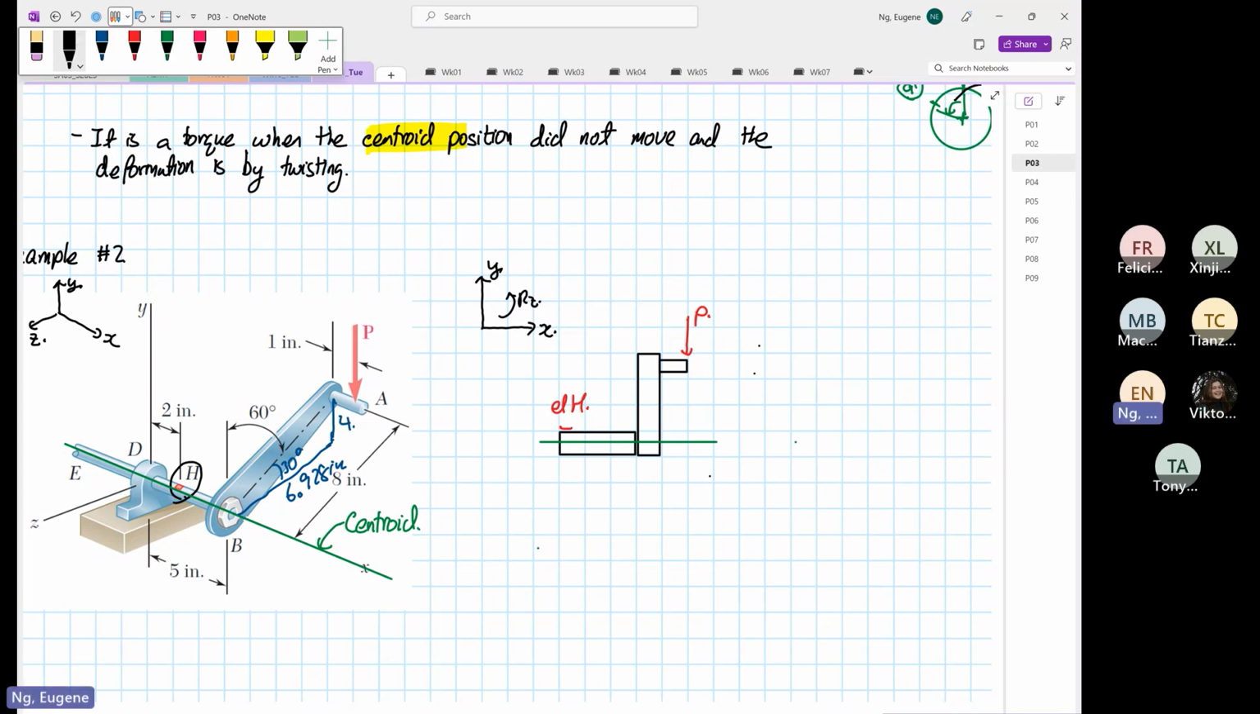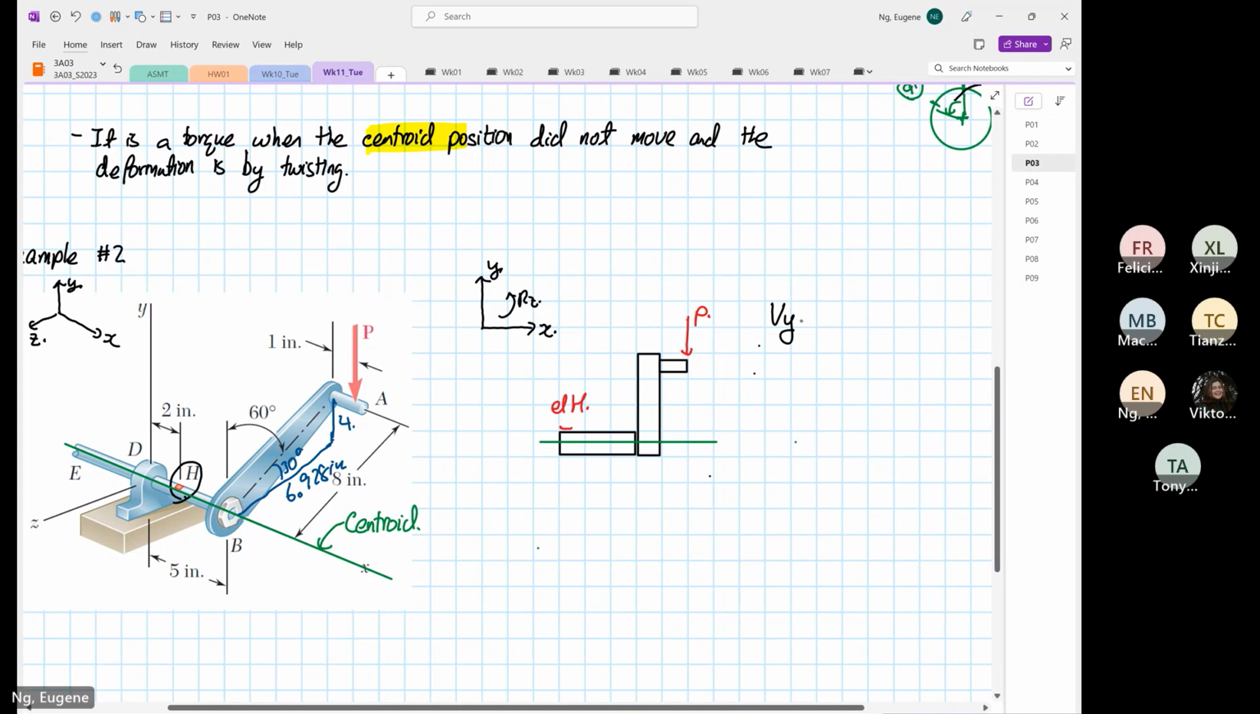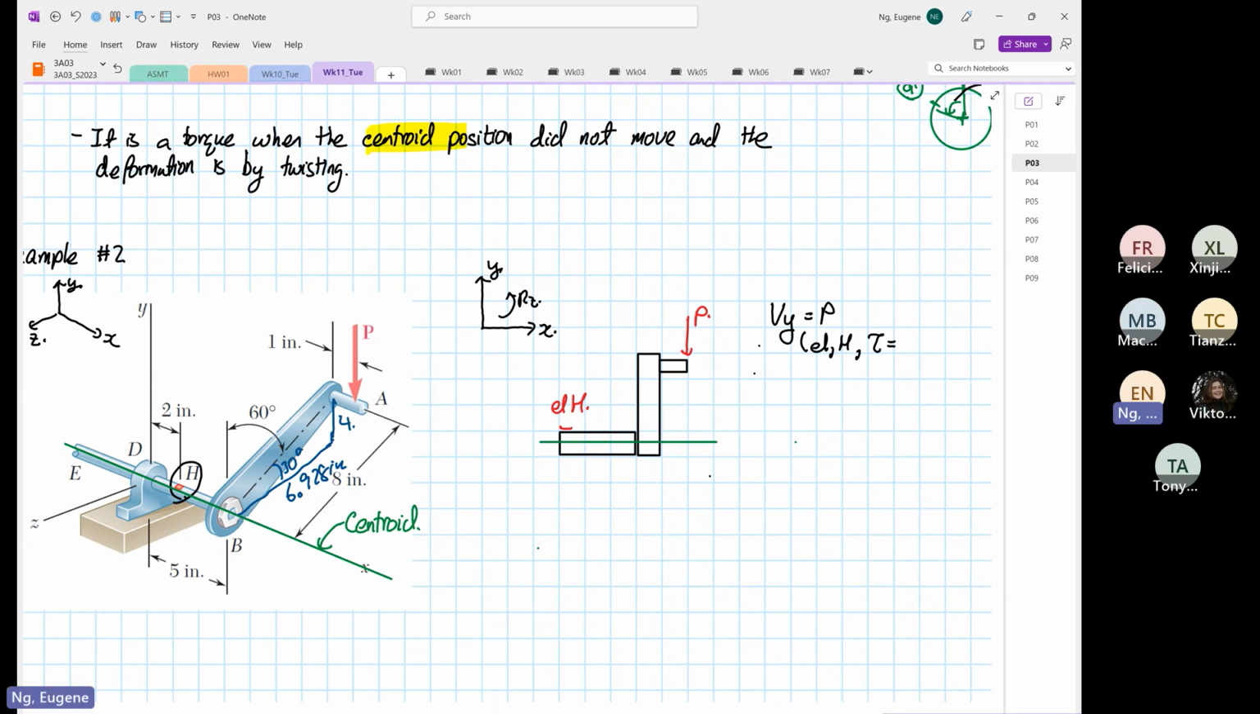So there's only one force only. We know that we have a Vy that is equal to P, right? A shear force in Y that's equal to P. And for element H, the shear stress is equal to 0, right? So some of you may say, why? I mentioned that the shear stress will be equal to 0 over here at element H.